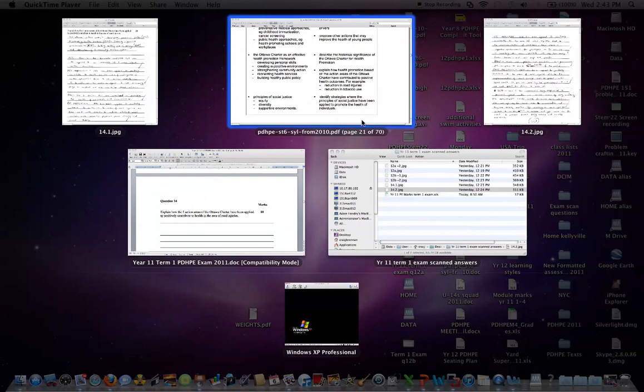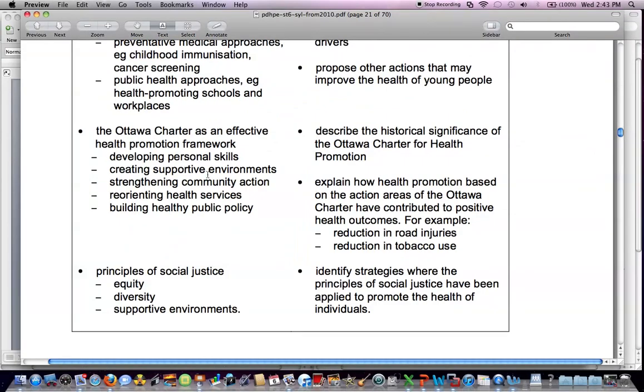If we have a look at our syllabus here, we'll notice the Ottawa Charter as an effective health promotion framework. There's the 5 areas of the Ottawa Charter there which need to be included. It says, explain how the health promotion based on the action areas of the Ottawa Charter have contributed to positive health outcomes, for example, road injuries. That's what the question's asked, and it's pretty much come straight from the syllabus, and most students knew what this question was going to be before the exam.